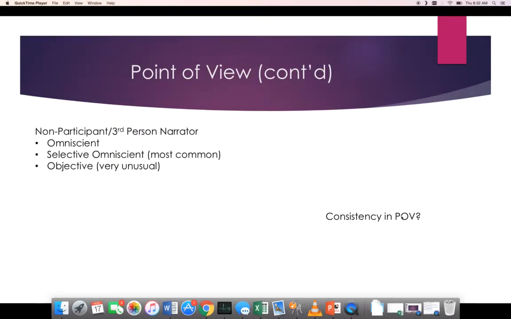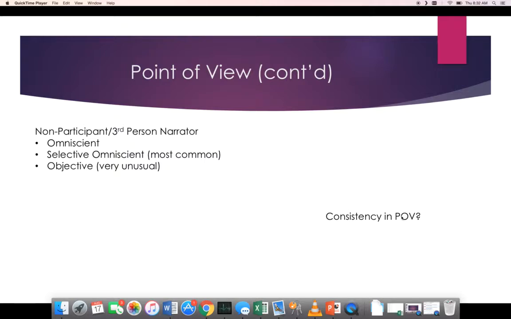All right, this is part two of our video on elements of fiction. We're picking up here with third-person narrators. So these narrators are not actually participating in the story, but they are kind of reporting the action. I'm going to start with the one in the middle, which is called the selective omniscient narrator, because this one is the one that's most common.